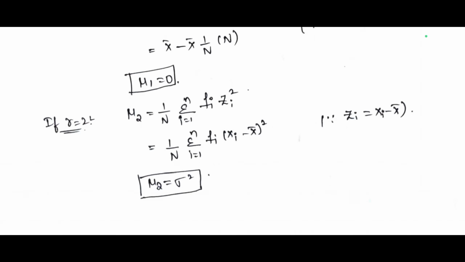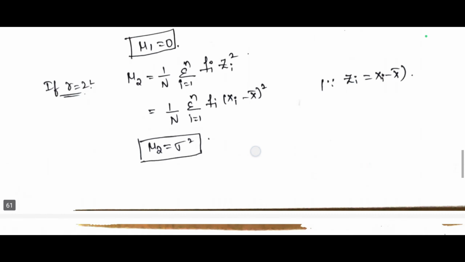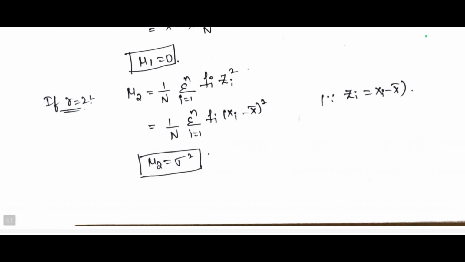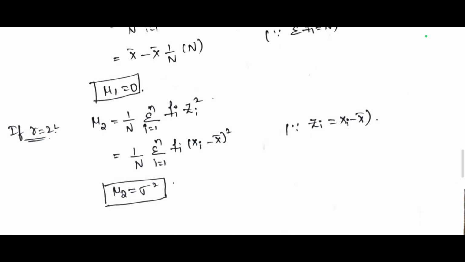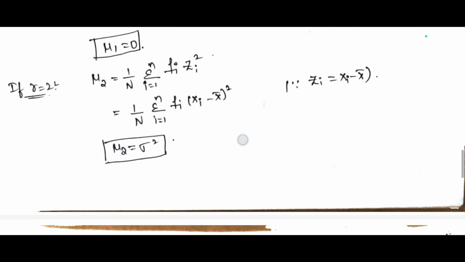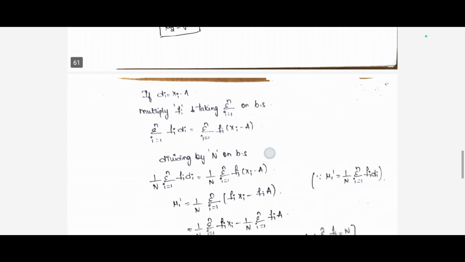mu2 is nothing but the variance of the given data. Mu2 equals 1 divided by capital N, summation i runs from 1 to n, fi into zi square, which is 1 divided by capital N summation i runs from 1 to n fi into (xi minus x bar) whole to the power of r, because z equals xi minus x bar. So mu2 equals sigma square. Let's see some simple calculations.